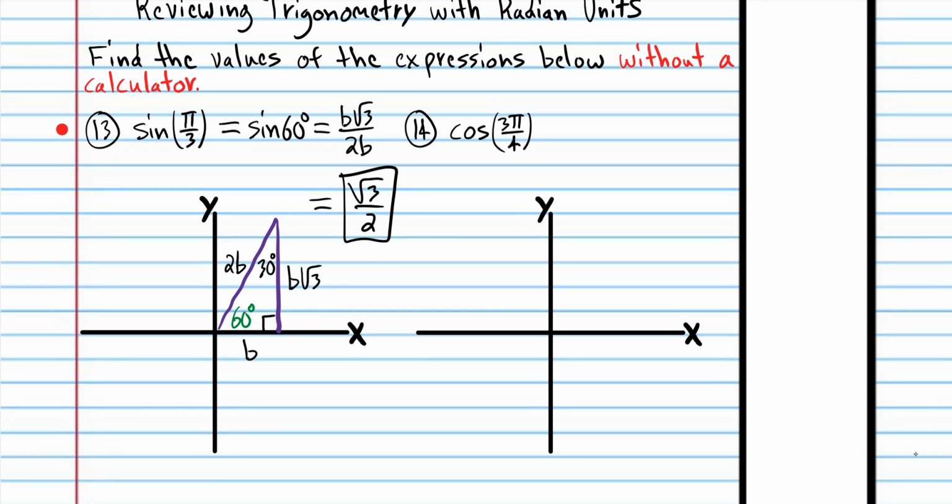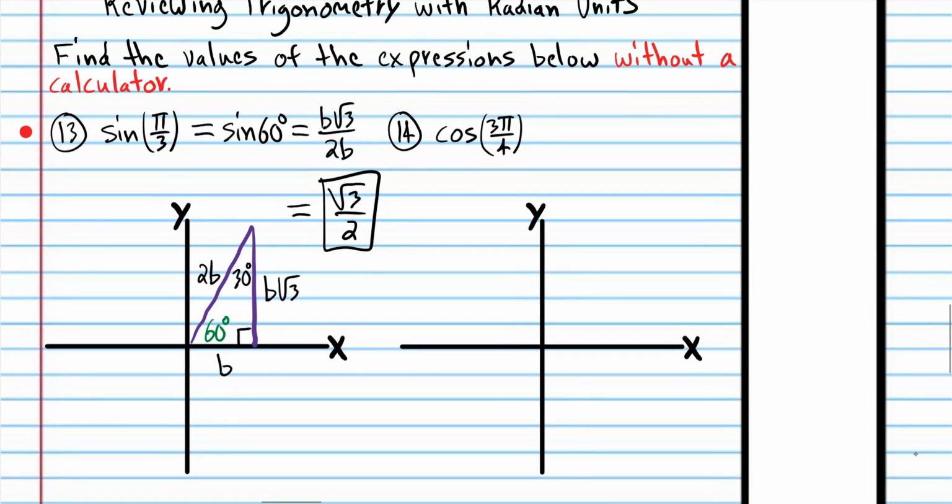Okay, so let's try some more of these. As you can see, this is really not that hard. Now we have pi over 4 here. Remember, pi over 4 is 45 degrees. So if you multiply that by 3, 3 times 45 is 135. So this is the same thing as cosine 135 degrees. And so we're going to move out this way.